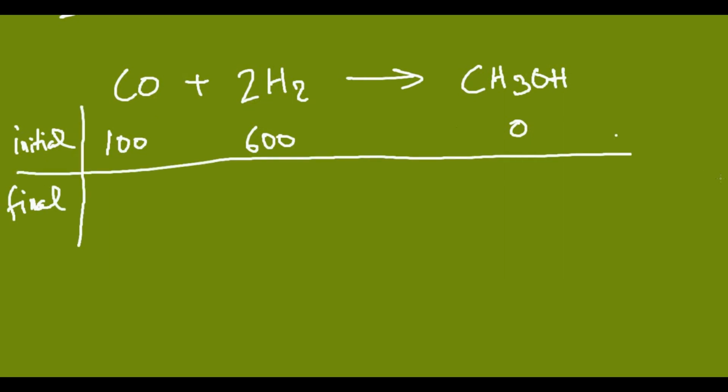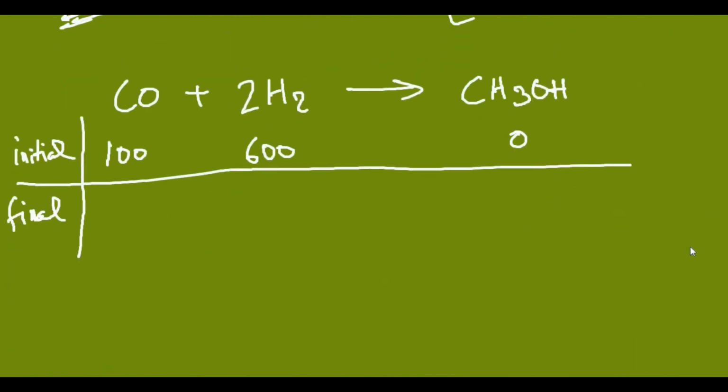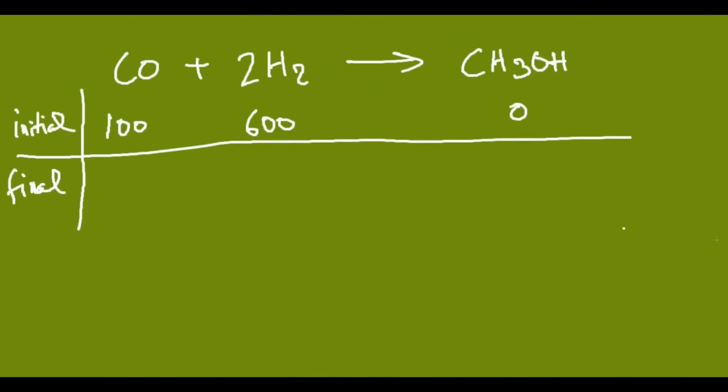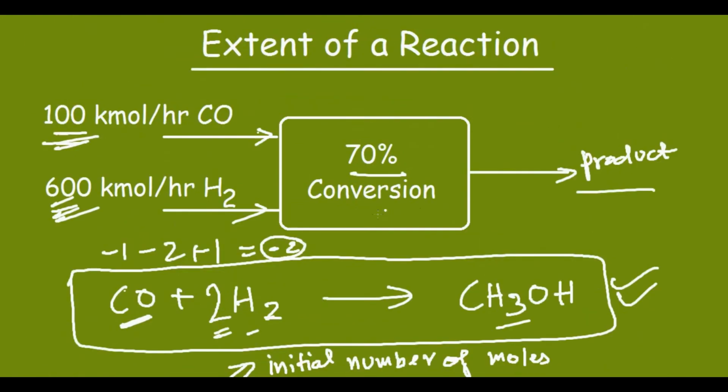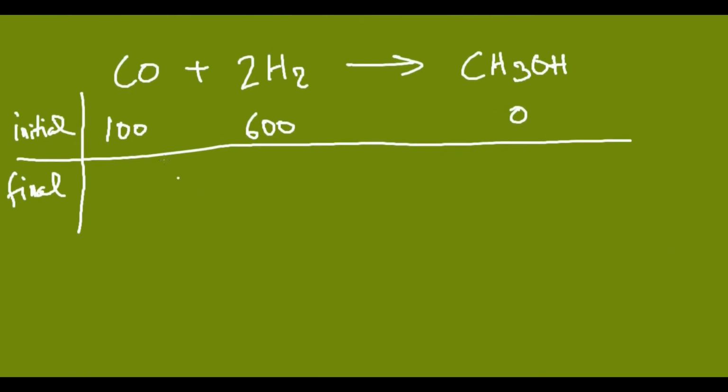They are saying 70% conversion. Now this 70% conversion is of which species? This 70% conversion is of CO. Please write this in the question, that it is 70% conversion of CO. So if I have 100 moles of CO and 70% of 100 has been converted into methanol, that means 70 moles have converted, so the remaining moles will be 30.